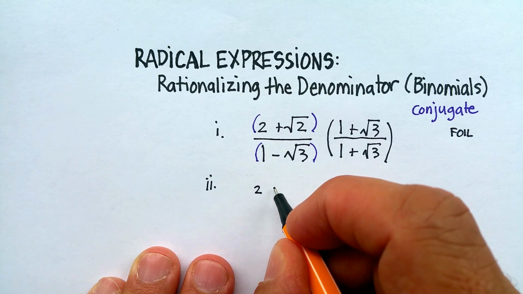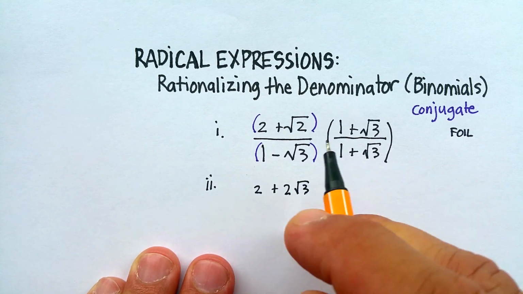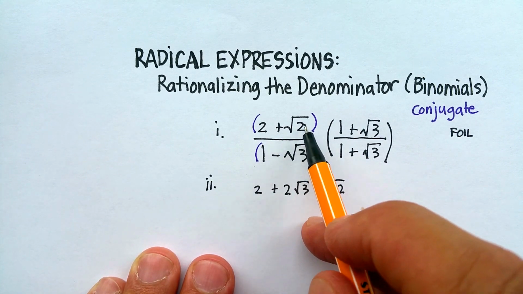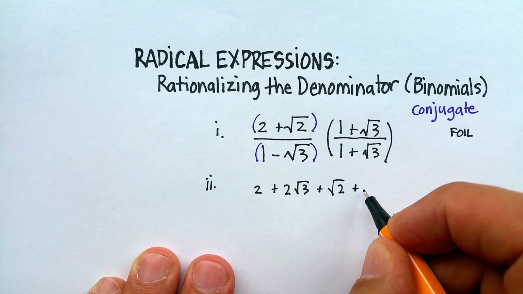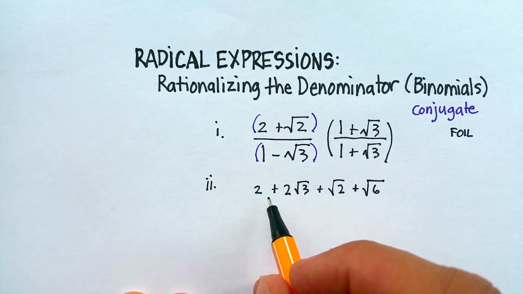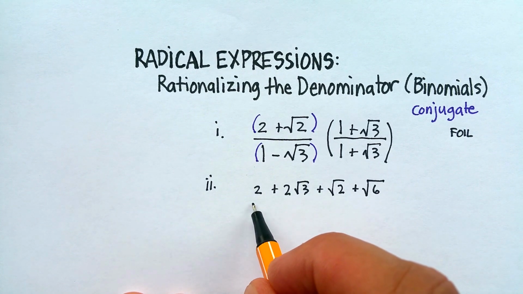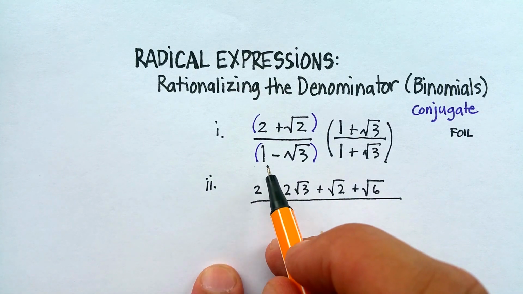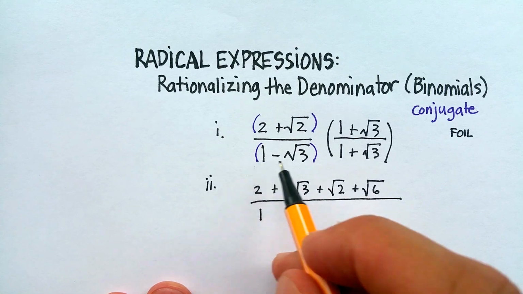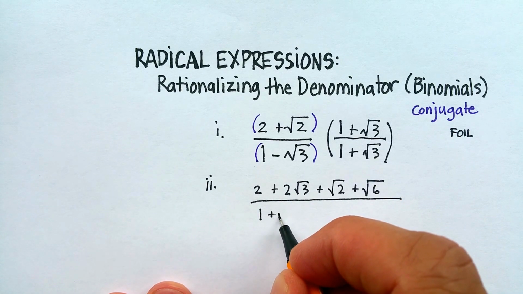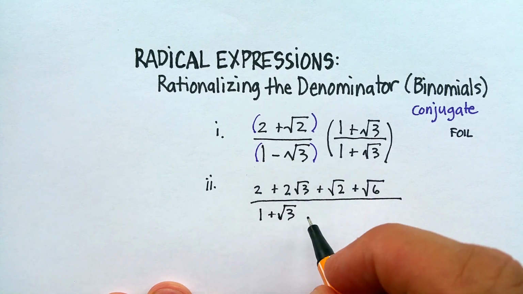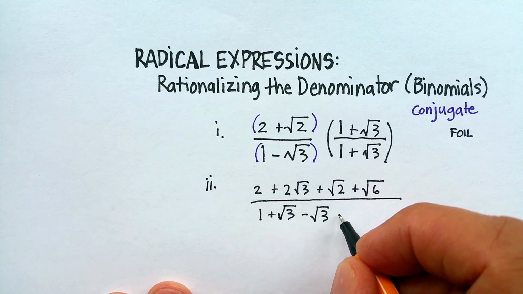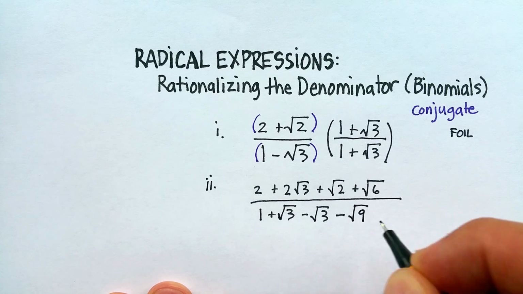2 times radical 3 gives me 2 radical 3. Radical 2 times 1 gives me radical 2. And then finally, radical 2 times radical 3 gives me radical 6. Okay, doesn't look like there's any like terms there that I can actually consolidate. Now let's go to the denominator rather. 1 times 1 gives me 1. 1 times radical 3 gives me plus radical 3. Negative radical 3 times 1 gives me negative radical 3. And then finally, negative radical 3 times positive radical 3 gives me negative radical 9.